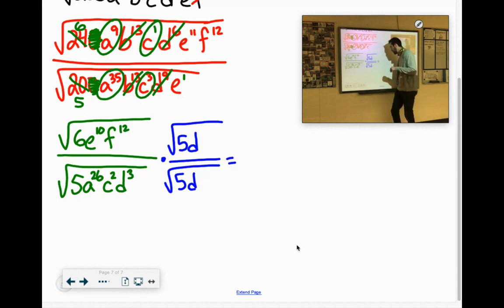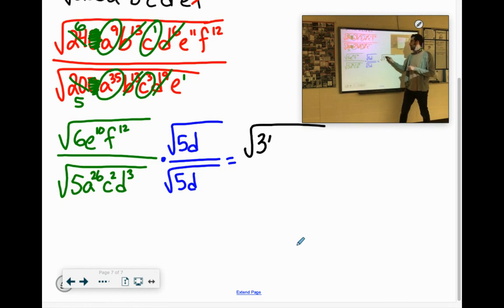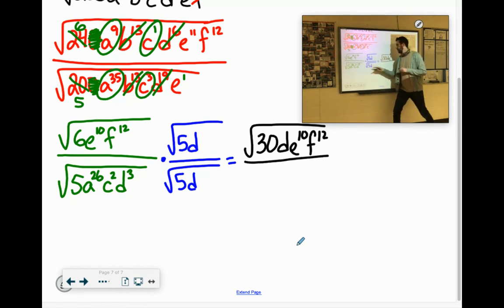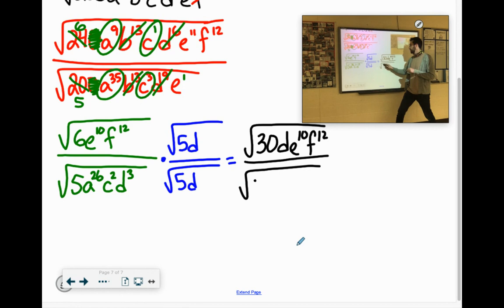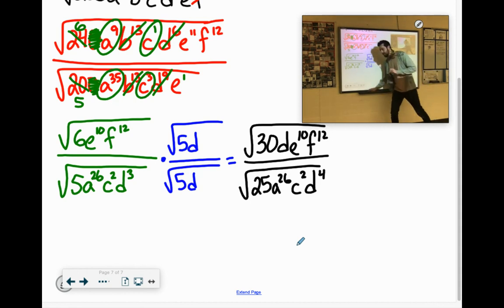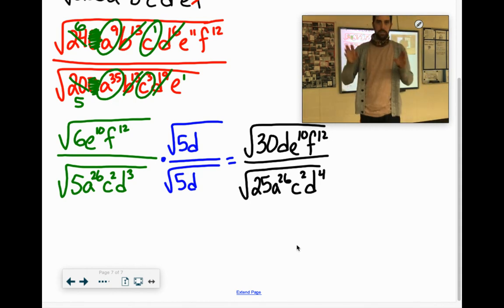All right, let's clean up what we can. So up top, 6 times 5 is 30. We have d to the 1st, we have e to the 10th, and we have f to the 12th. Denominator, 5 times 5 is 25. We have a to the 26th. We have c to the 2nd. And now we have d to the 4th. I'm going to start the next video to finish this one up. That's bonkers.